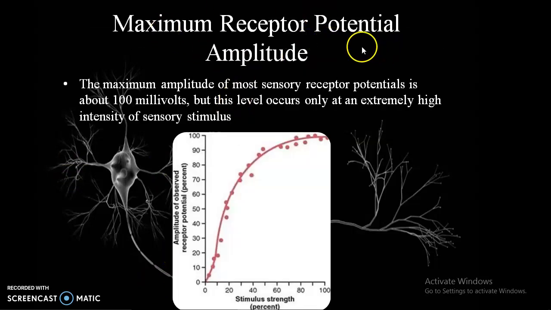Maximum receptor potential amplitude. The maximum amplitude of most sensory receptor potentials is about 100 millivolts, but this level occurs only at an extremely high intensity of sensory stimulus. This is about the same maximum voltage recorded in action potentials, and is also the change in voltage when the membrane becomes maximally permeable to sodium ions. So this is a graph showing the maximum receptor potential amplitude.